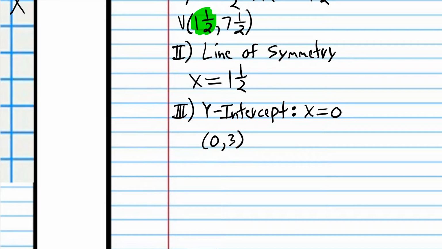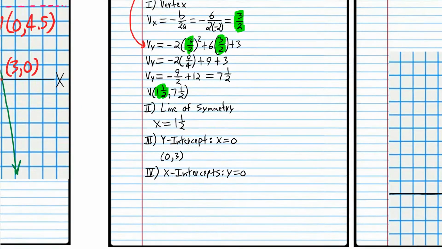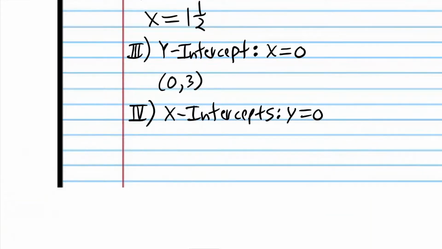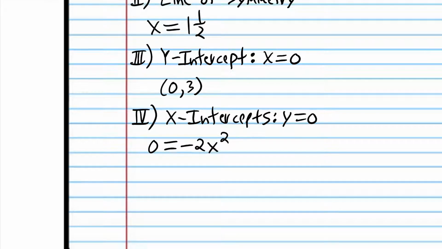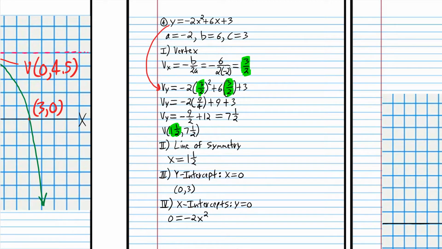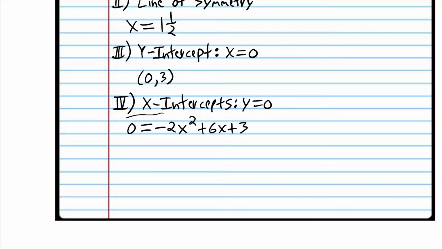So that's the y-intercept, and now we're going to find the x-intercepts. To do that, we let y equal 0. Now, we're going to write that original equation down: negative 2x squared plus 6x plus 3. And this is a quadratic equation. We have to solve that quadratic equation.